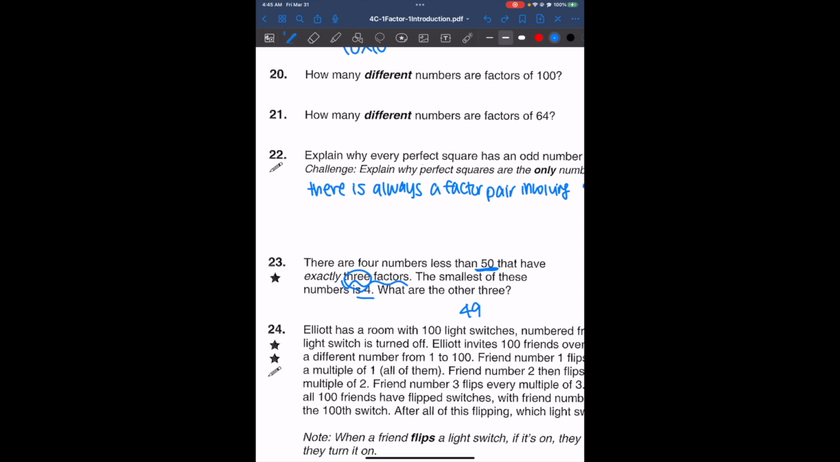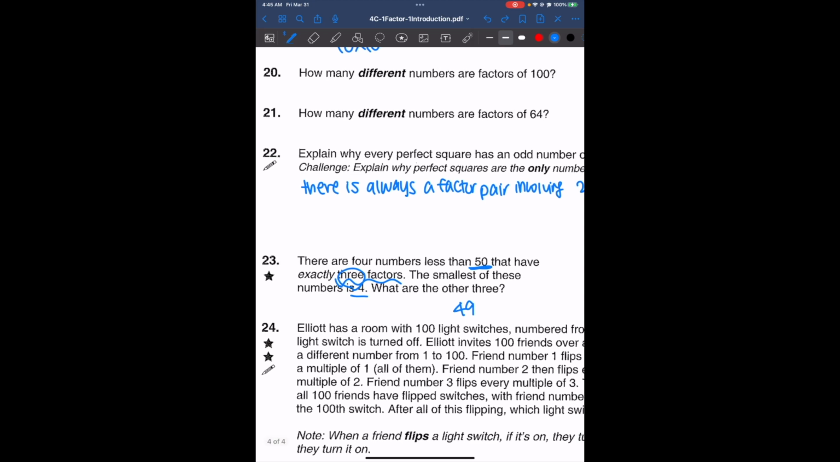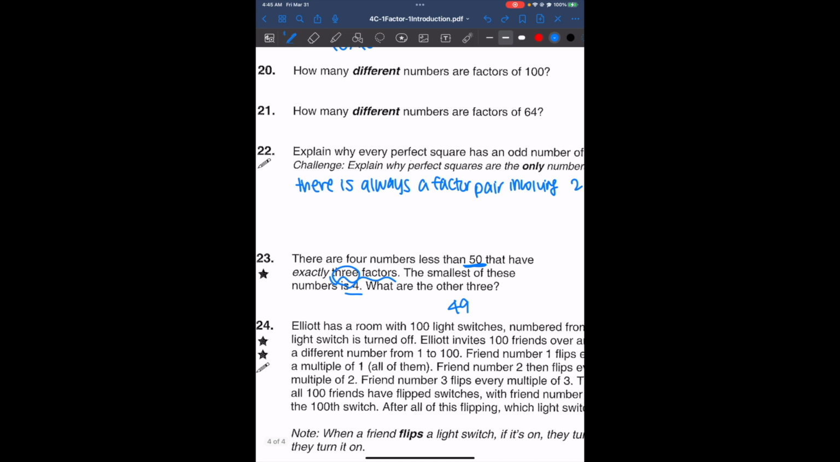So we're first going to write out all square numbers, all perfect squares less than 50. So 4 is 2 times 2, so we're going to do 3 times 3, which is 9. 4 times 4 is 16. 5 times 5, 25. 6 times 6, 36. But then there's 3 factors only. So even though perfect squares have an odd number of factors, it doesn't always mean that they have 3 only.